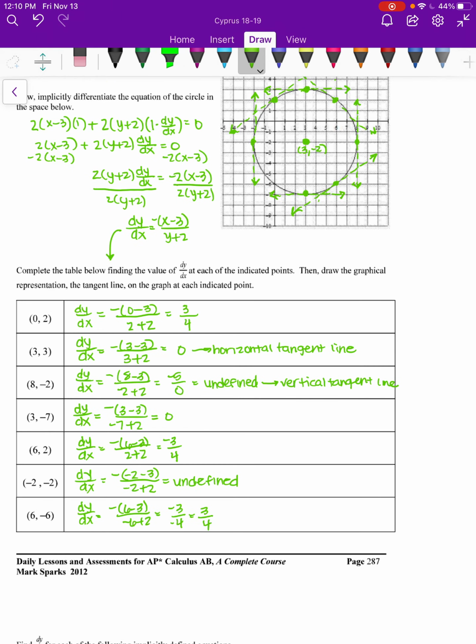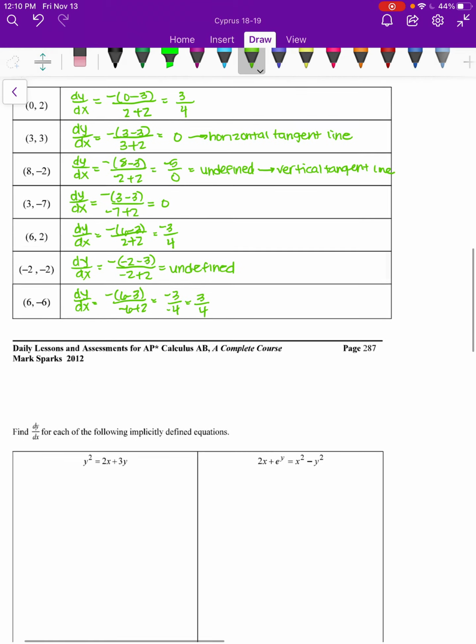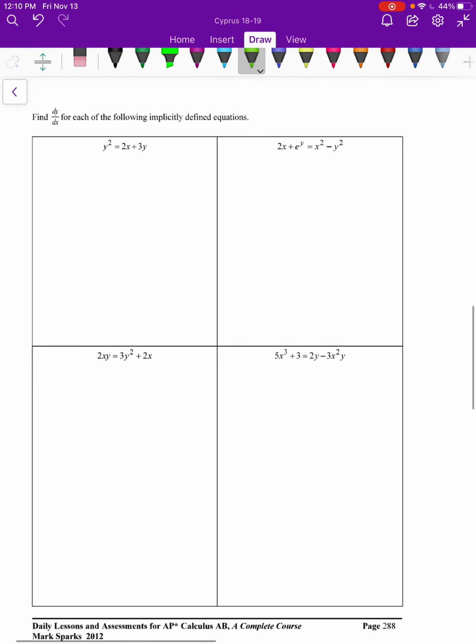So that implicit differentiation is still letting us find the slopes of those tangent lines. We can just do it without having to solve for y now. Okay. Moving along, let's do some more practice finding dy dx then. So we want to find dy dx for each of these following implicitly defined equations. So on that first box at the top there, we have y squared equals 2x plus 3y.